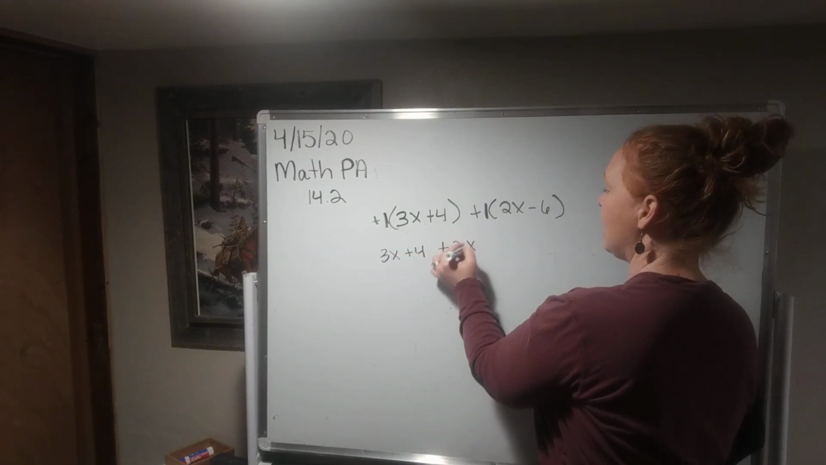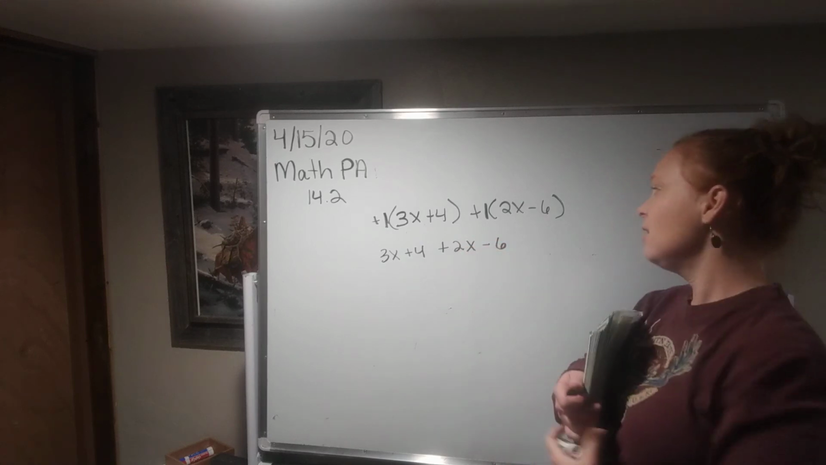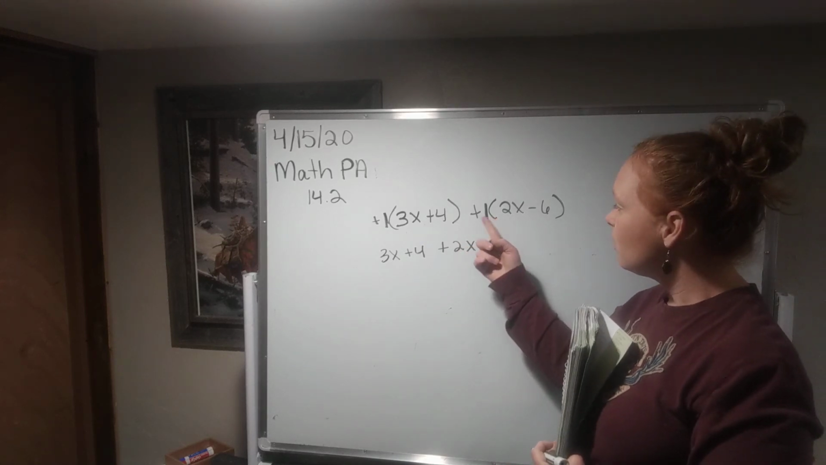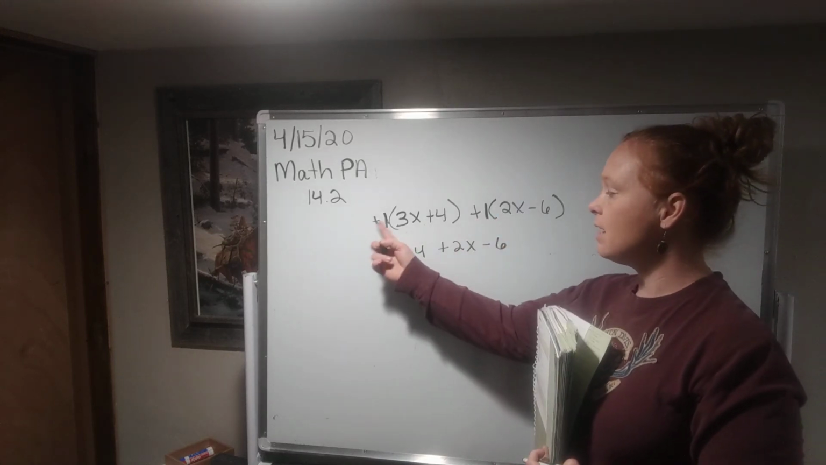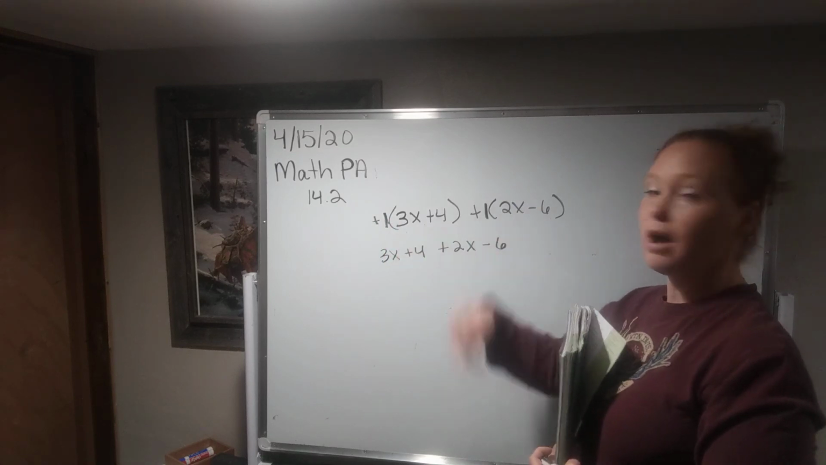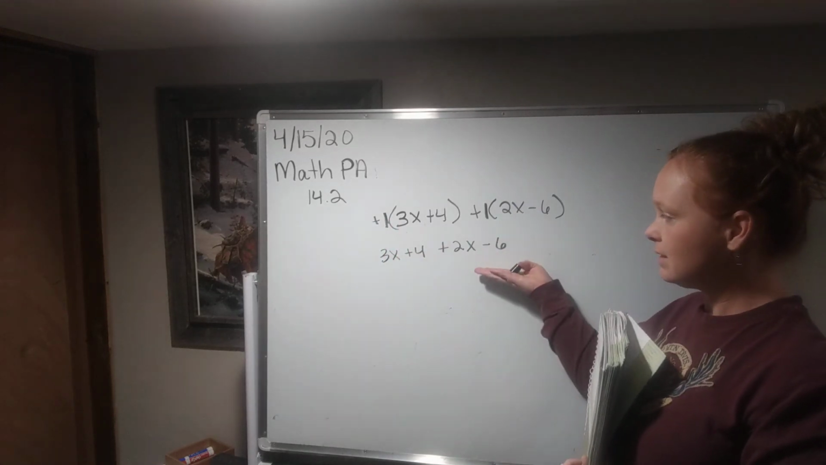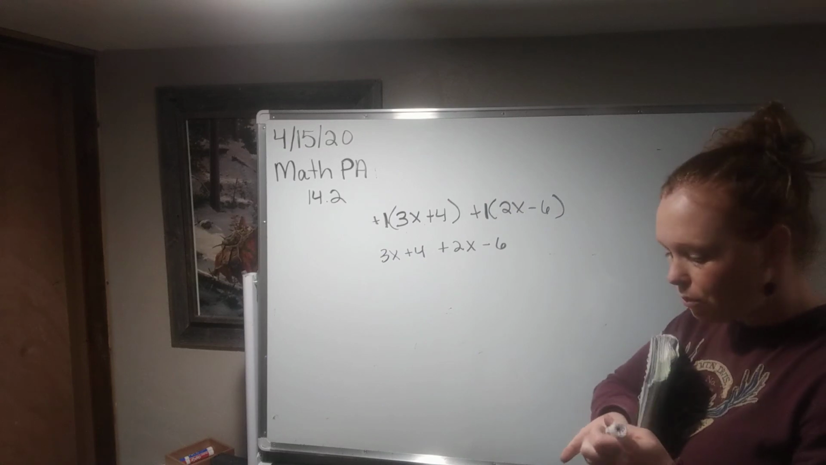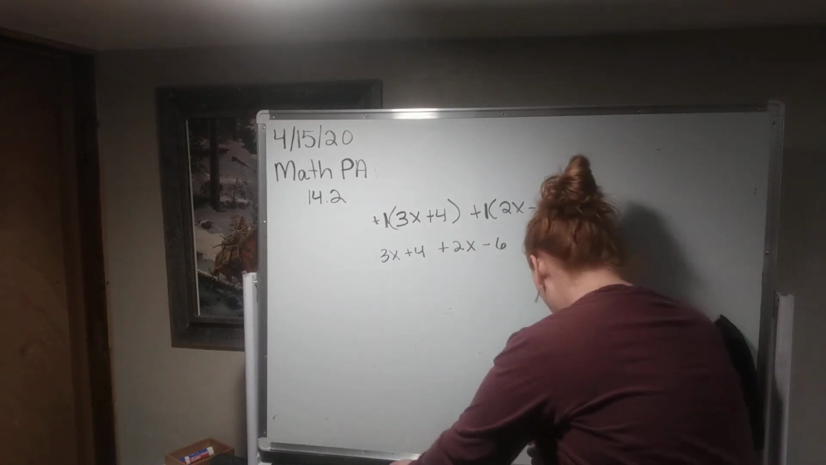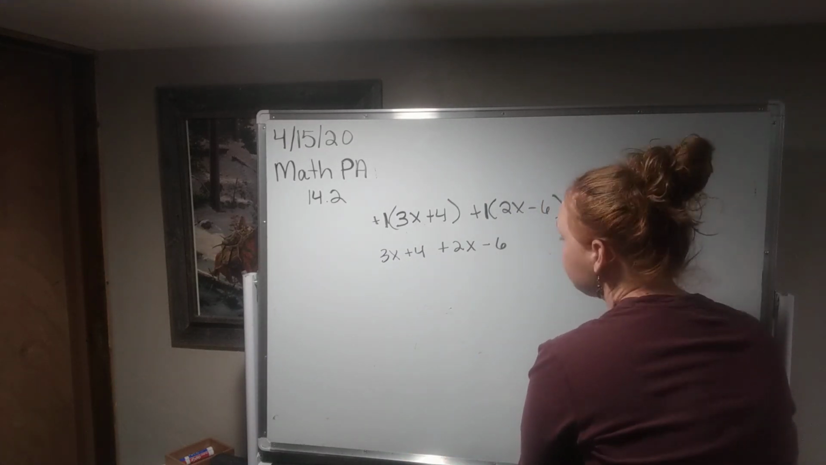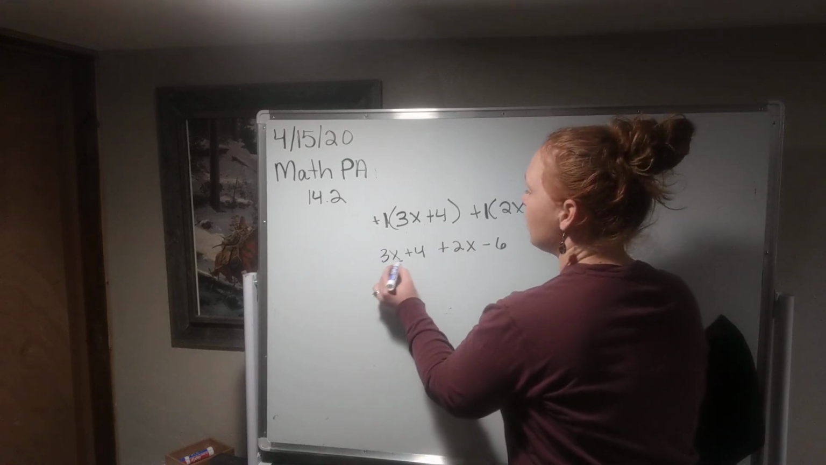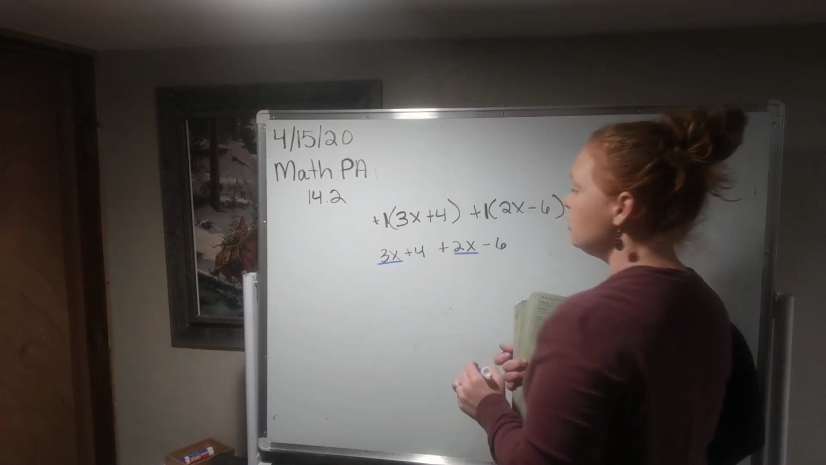plus 2x minus 6. Now, if you'll notice, if there's a positive in front of the parentheses, we can actually just drop those parentheses. That's really, in essence, what we did. Now we have a problem that we can combine the like terms. Okay, so we can combine 3x and 2x.